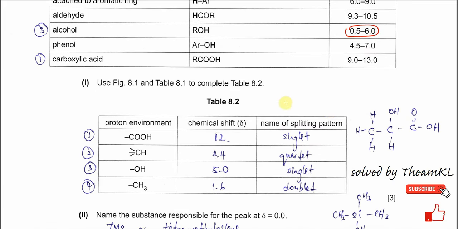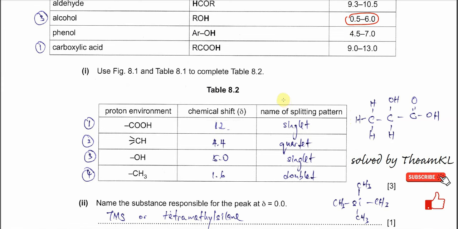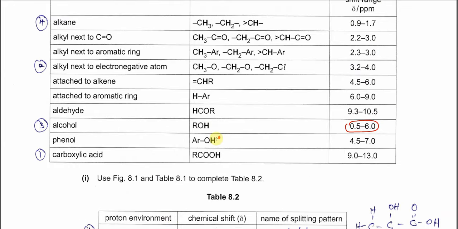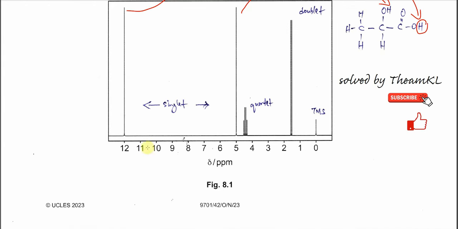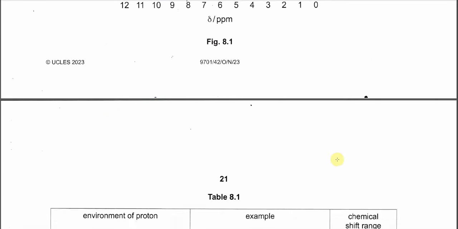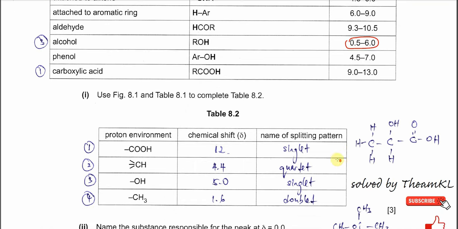Okay, now fill up the table. Just follow the explanation that I told you just now. So let's start with the COOH. COOH is the chemical shift at 12 here, see? This one. So the chemical shift at this 12 ppm belongs to the COOH, the proton in COOH. So therefore you just need to put the chemical shift is 12.